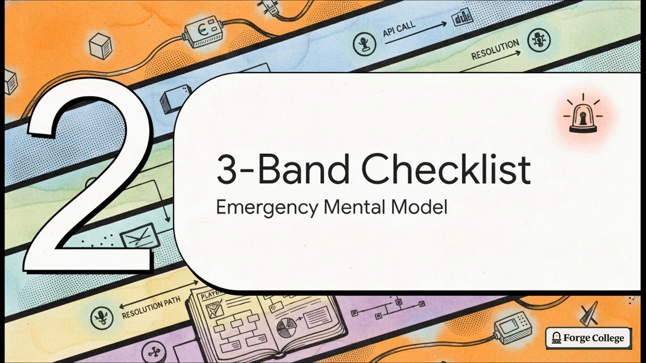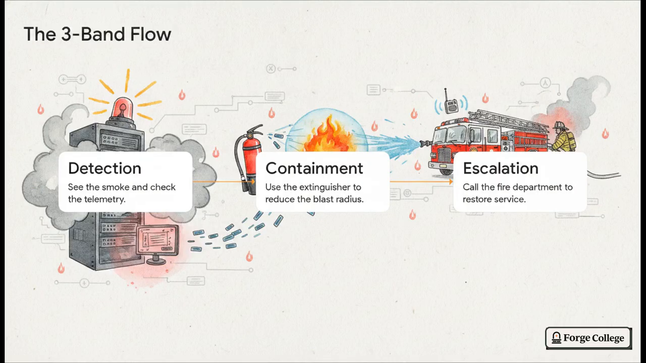Section 2. The 3-band checklist. This is your emergency mental model. Let's look at how this flows. I want you to think of it kind of like a firefighter protocol. Band 1 is detection. You check the telemetry, you see the smoke. Band 2 is containment. You grab the fire extinguisher and try to stop that fire from spreading. And Band 3 is recovery and escalation. That's when you call the fire department to put out the blaze completely and investigate the cause.